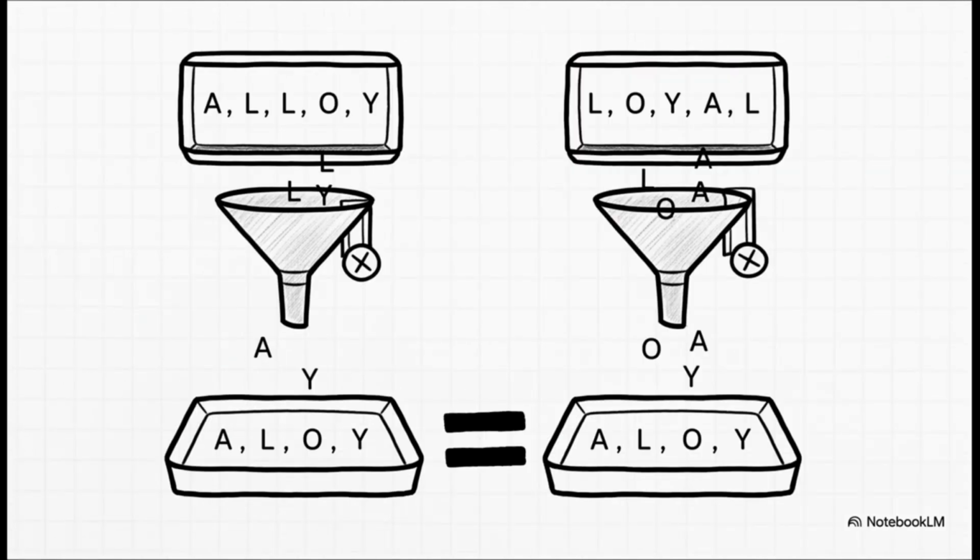This is a fantastic example to drive the point home. Let's say we have set A, which is all the unique letters in the word alloy, and we have set B, the unique letters in loyal. If we write them out in roster form, we get A, L, O, Y for A, and L, O, Y, A for B. Since the order doesn't matter, they have the exact same elements. So yes, set A is equal to set B.